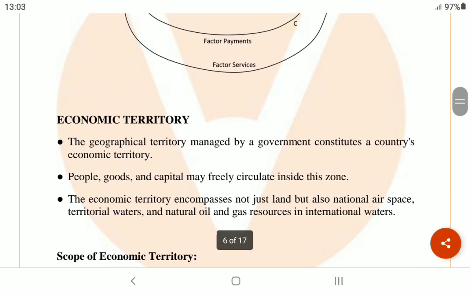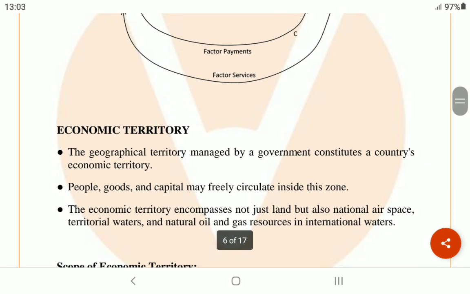Next, economic territory. The geographical territory managed by the government constitutes a country's economic territory. People, goods and capital may freely circulate inside this economic territory. The economic territory encompasses not just land but also national airspace, territorial waterways, and natural oil and gas resources in international waters also.